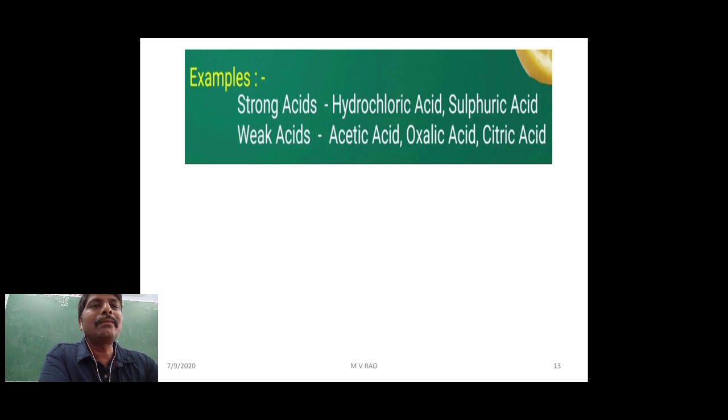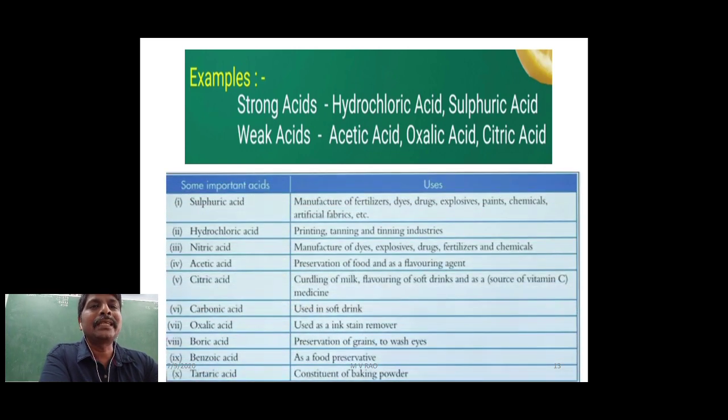What are the examples of weak acids? All organic acids are weak acids. Acetic acid, oxalic acid, citric acid, malic acid, methanoic acid, all these are examples of weak acids. Here I have given some important uses of acids.